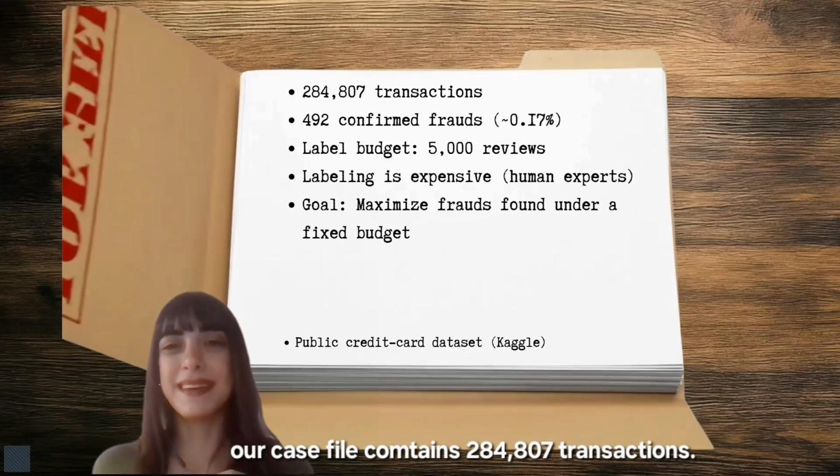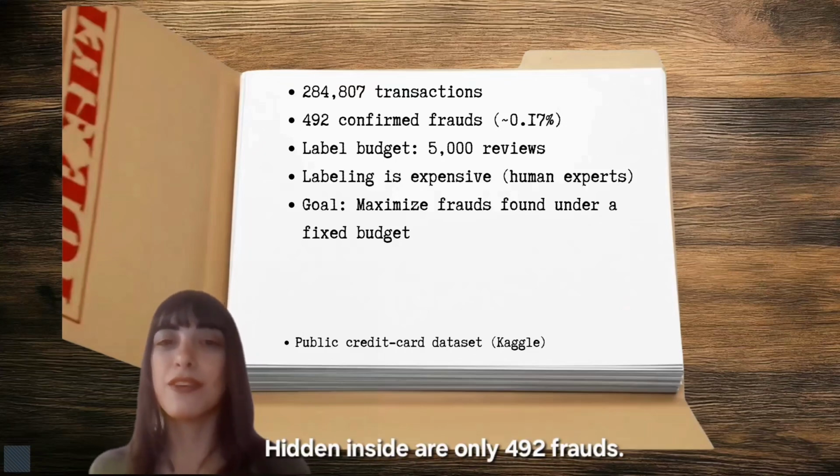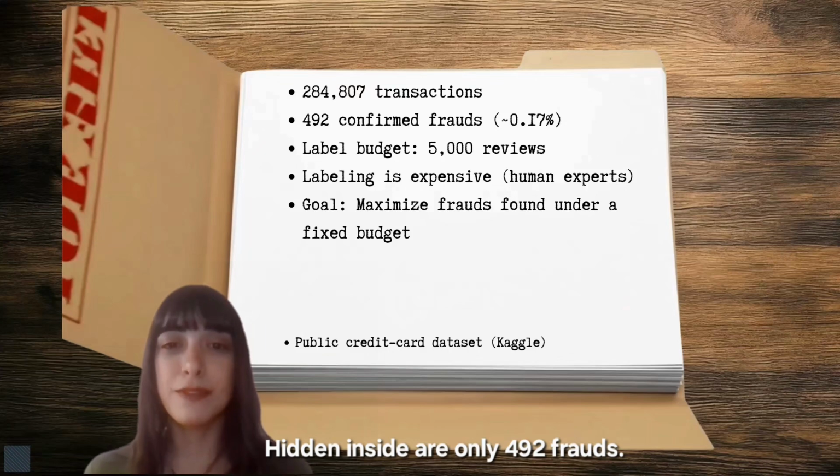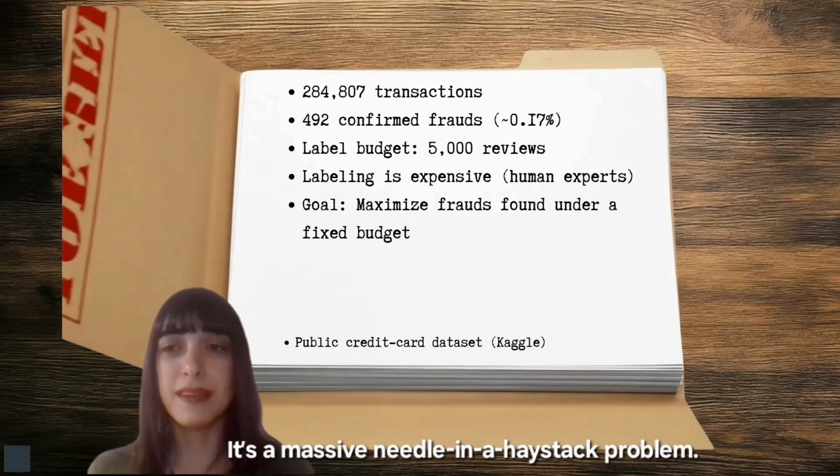Our case file contains 284,807 transactions. Hidden inside are only 492 frauds. That is a fraud rate of just 0.17%. It's a massive needle in a haystack problem.